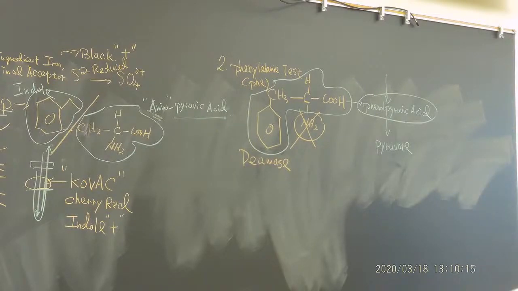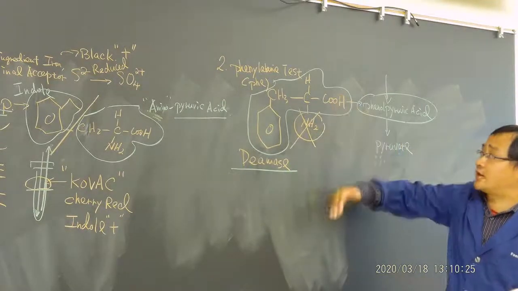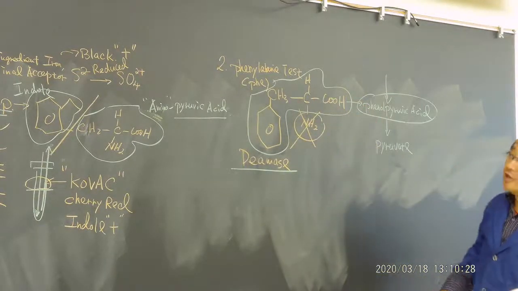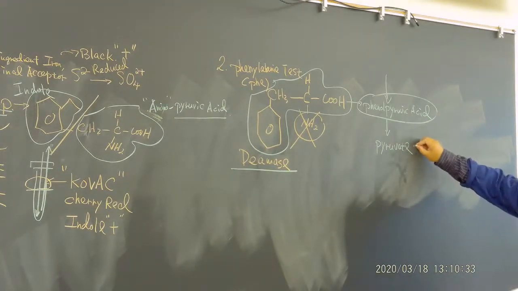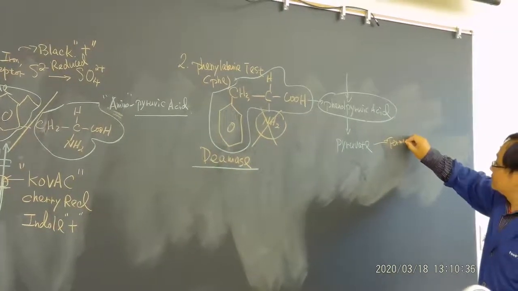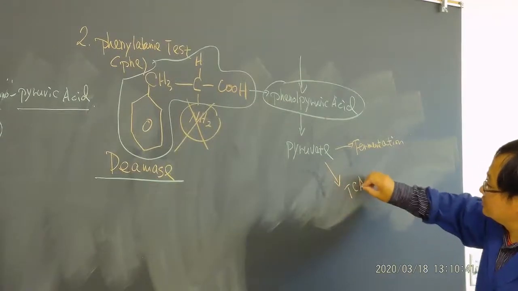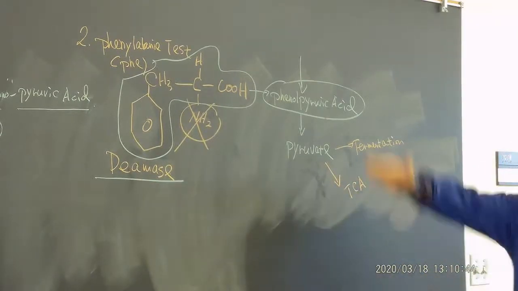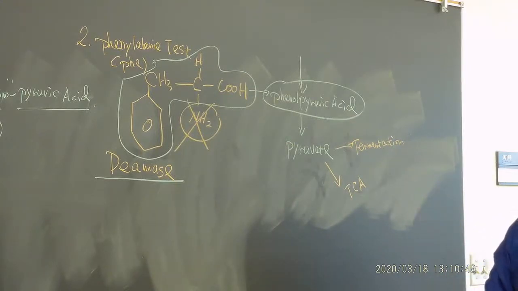That's the reason some of the bacteria can use amino acid, because they have the enzyme called deaminase. Once they have the deaminase, this amino group is gone, and this becomes phenylpyruvic acid. Very easy, then they go to the next step, which is pyruvate. This can go to fermentation, and this can also go to the TCA cycle. They go whichever they like, so they can survive. This is also an example that tells you bacteria can use lots of other energy resources in addition to glucose.